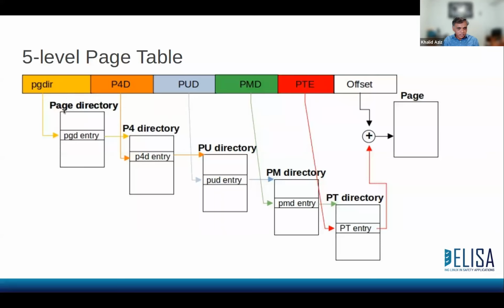This page directory is the same as what we had seen with a single-level page table. But here's how things change. When you take this top part of the address, the page directory index, you go to a page directory.